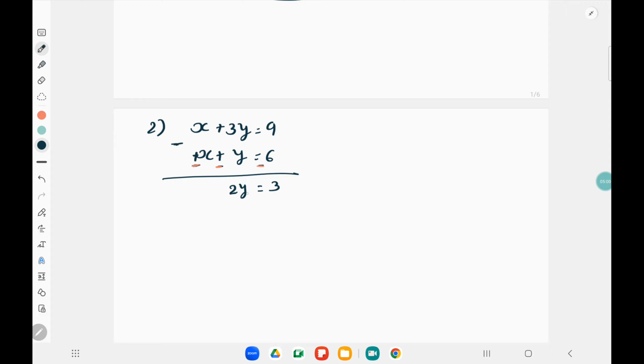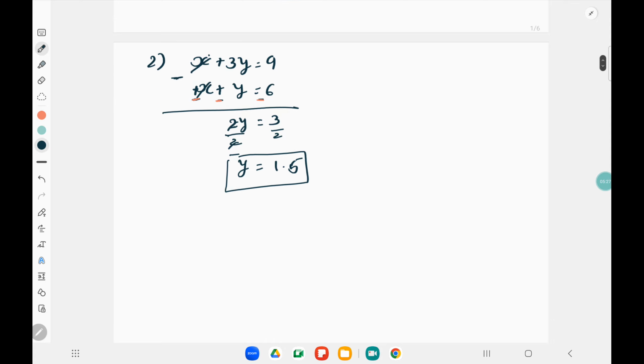Okay, 3y take away 2y, which is y, and this is going to cancel down. Now on both sides we eliminate 2, so divide by 2. 2 divided by 2 cancels down, and 3 divided by 2 is going to give us 1.5. So the y value is 1.5.